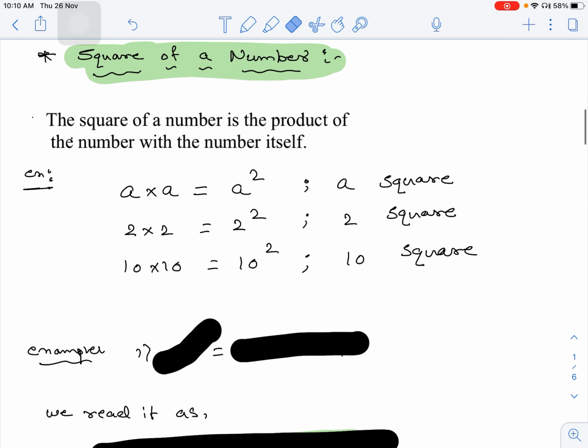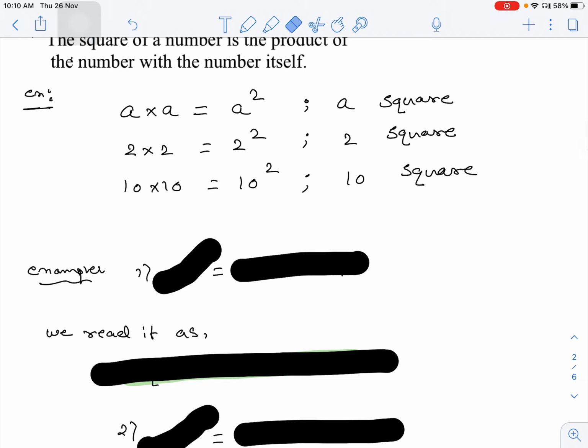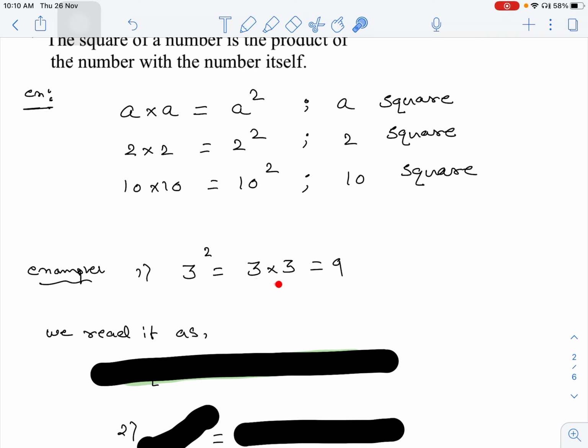Okay, now so here what we have learned, if a number is multiplied with itself, we write it as a square, that is the number square. Okay, now if the number is already written in square form, then what can we do? For example, now here it is 3 square. So if you want to find its value, 3 square means 3 is multiplied 2 times. So we can write it as 3 into 3 equals 9.